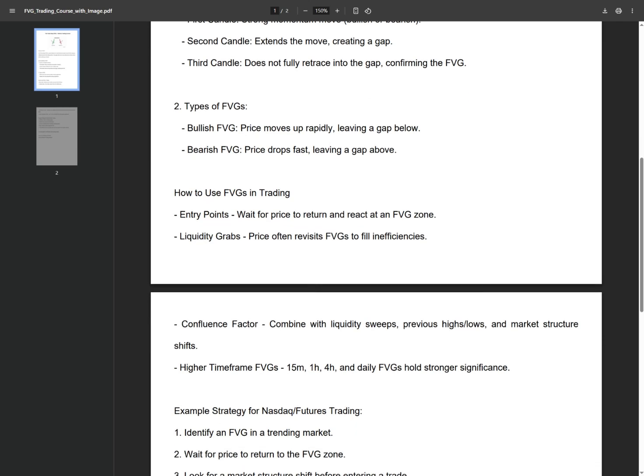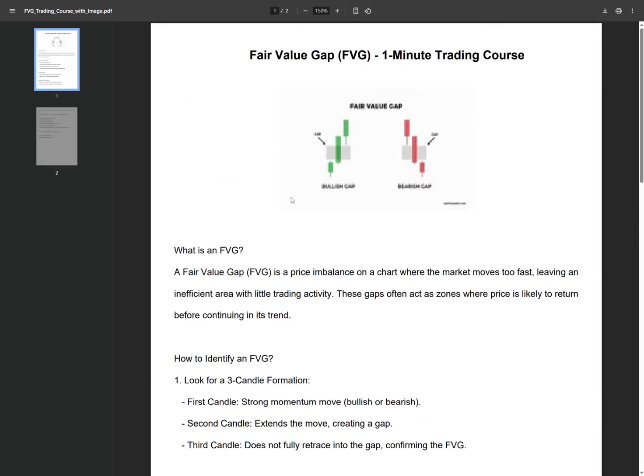And how do you use fair value gaps in trading? One, entry point. We wait for price to return and react at an inversion fair value gap zone, which is this right here, the space between these gaps. I wait for price to come down and tap it, and we could get in there and put our stop loss below these gaps right here, or below this one here, or below here.